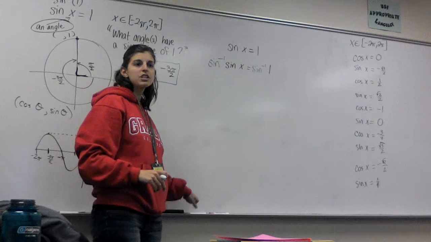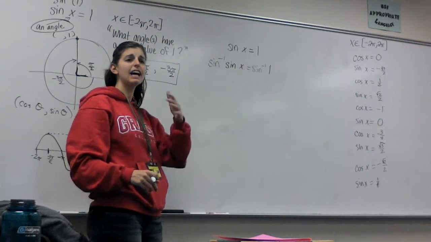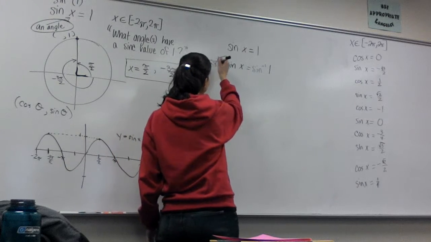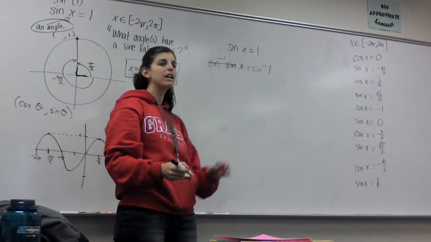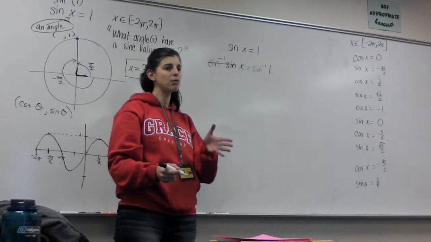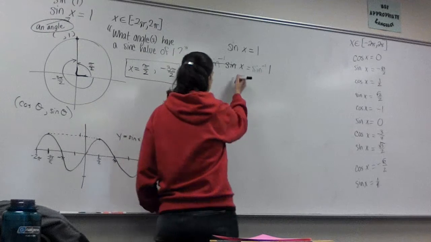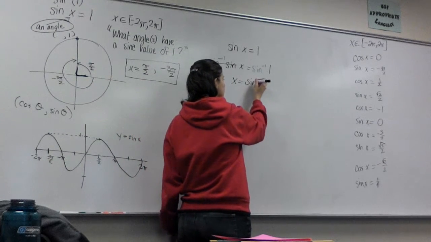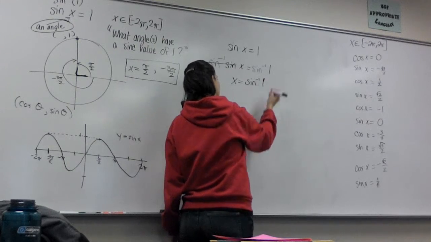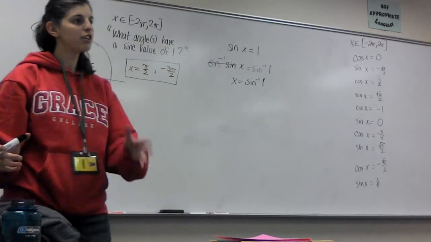Okay? So we're taking the inverse sine of both sides of the equation to get x alone. Now, the inverse sine of sine cancels out and leaves you with what is inside. It doesn't always leave you with x, it always leaves you with what is inside the function. So this is equal to x in this case. x equals the inverse sine of 1. In your calculator, try typing in the inverse sine of 1.